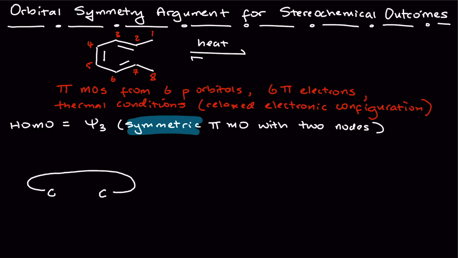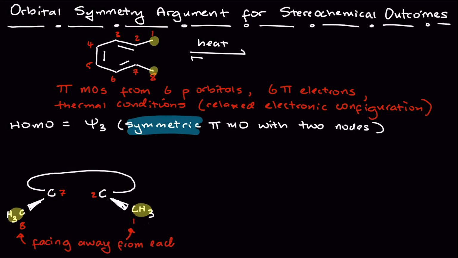But now, once we know that it's a symmetrical pi molecular orbital, we can build up this cartoon diagram, which just shows the p orbitals at the ends of the pi molecular orbital picture. So that's the p orbitals on carbons 2 and 7. We're also denoting where our CH3 groups, 1 and 8, are on this picture. And as we're seeing, the way we are showing those CH3 groups, 1 and 8 should be facing away from each other, just like how we are seeing in our actual substrate above.